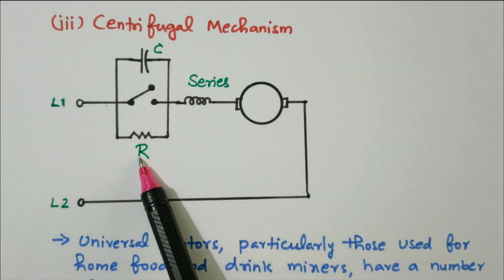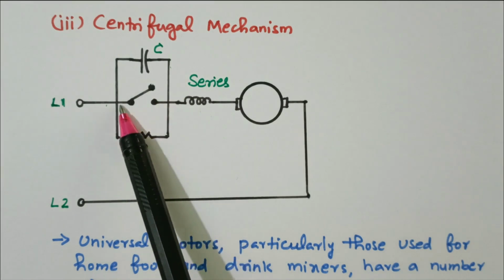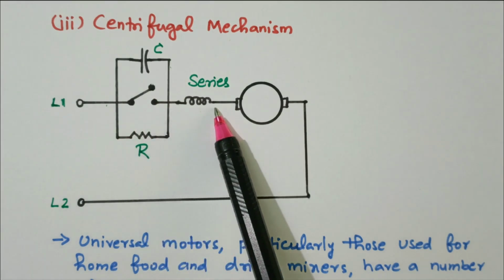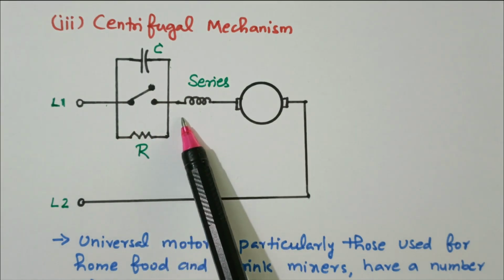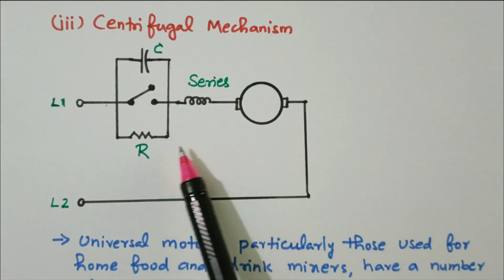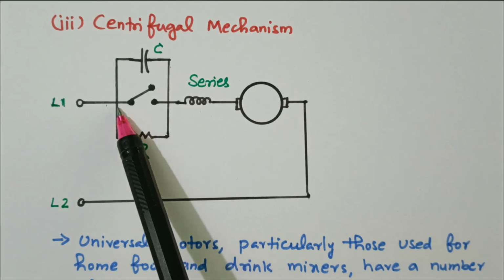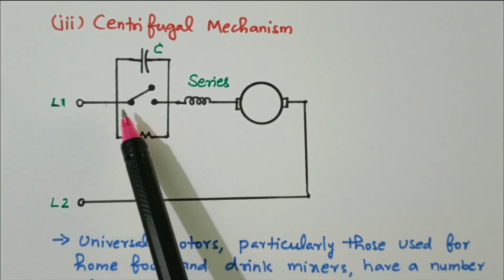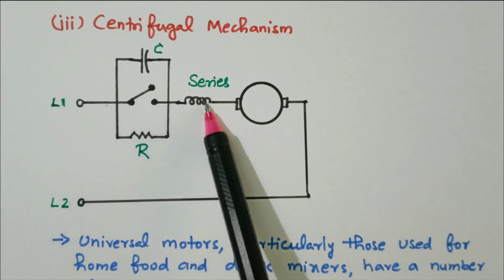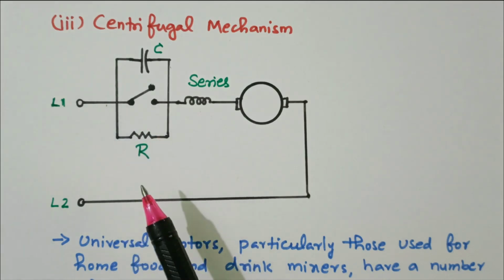This resistor, if the switch is open, the resistor is connected to the motor, so that the current flowing through the motor is controlled and decreases. If the switch is closed, what happens? The resistor is disconnected, bypassed. The current flows directly to the motor, so more current will flow.